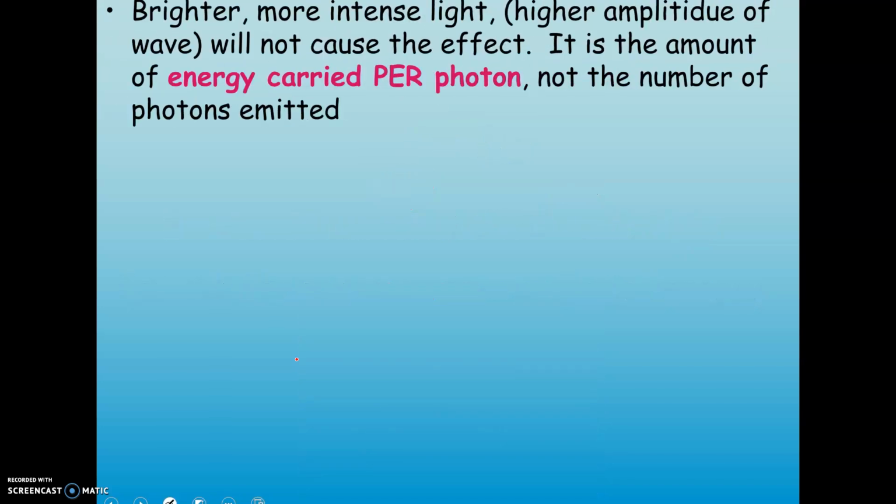Again, if I just make the light brighter, that's increasing the amplitude. That's not going to cause anything to happen. And again, I'll show you this in class. I have a colored filter, and I have some sensitive paper underneath. I'll shine a white light on that and filter it out by color, and only certain colors will actually cause that paper underneath to light up.